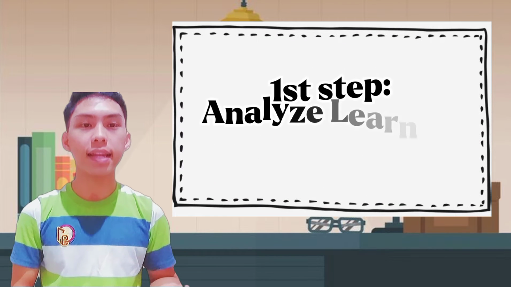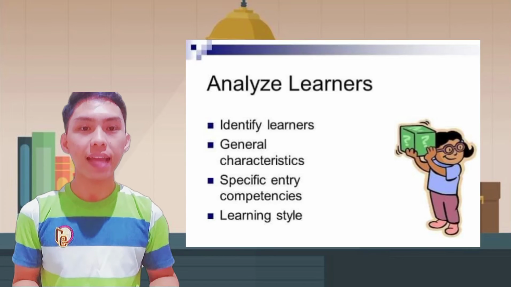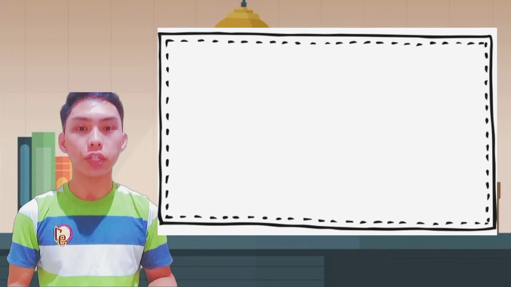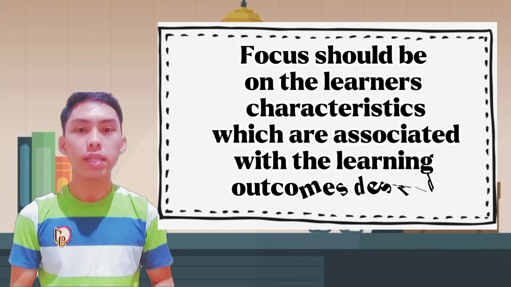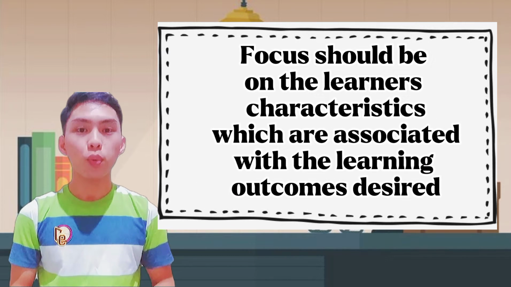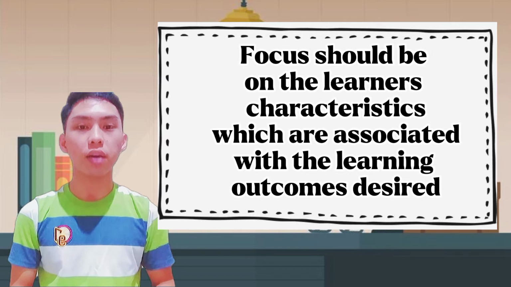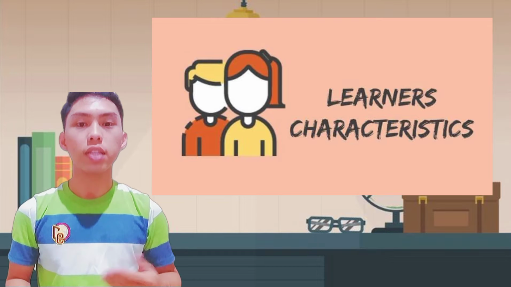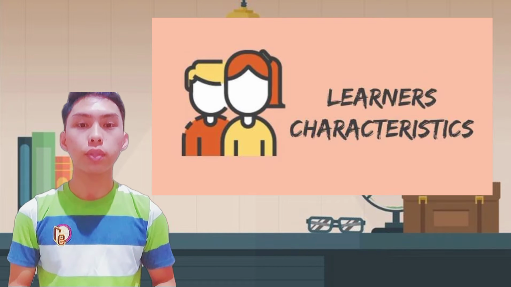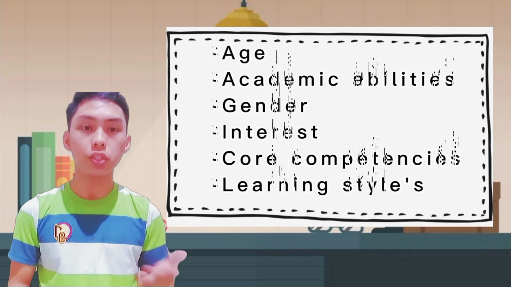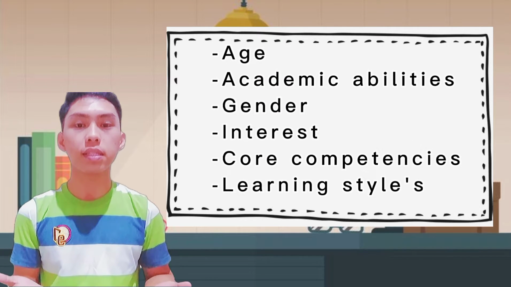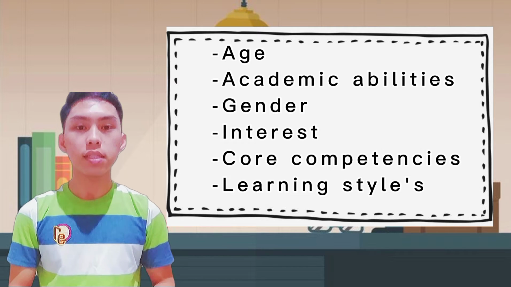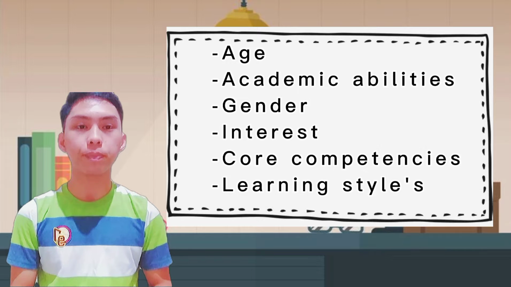First step, analyze learners. Begin by analyzing learners. Teachers should analyze the attributes of the learner. Focus should be on the learner's characteristics which are associated with the learning outcomes desired. It should identify general attributes of the learners including age, academic abilities, gender, interests, core competencies, and learning styles.